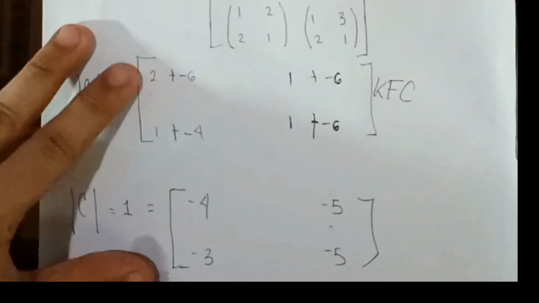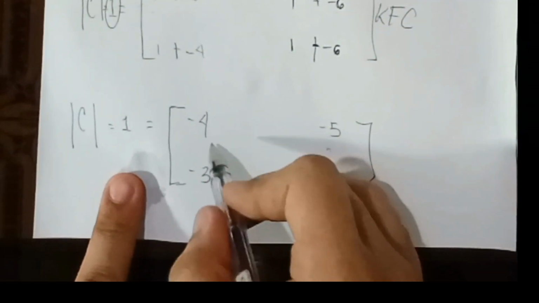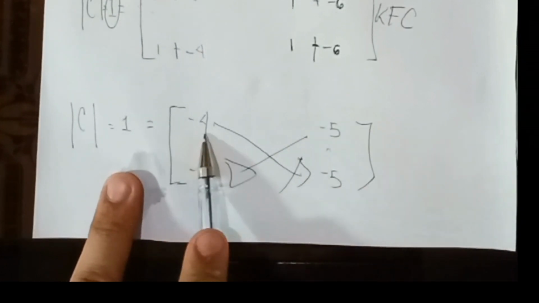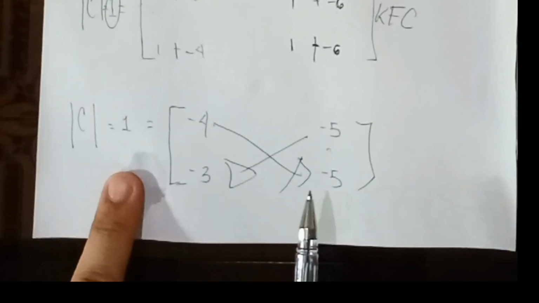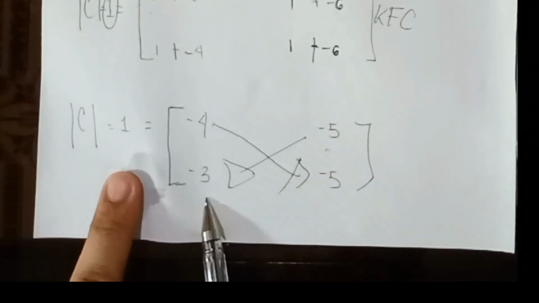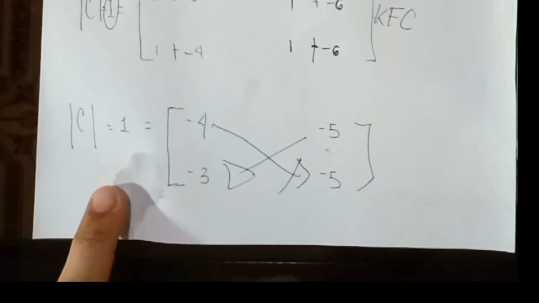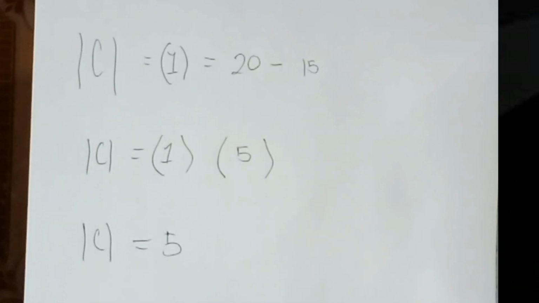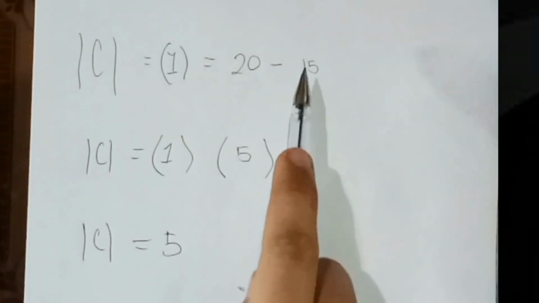Ayan. By solving this, gagamit ulit tayo ng multiplication method. Ayan. So, negative 4 times negative 5 is equals to 20. Negative 5 times negative 3 is equals to 15. So, sinolve natin kanina, the negative 4 times negative 5 is equals to 20. And then the negative 3 times negative 5 is equals to 15.